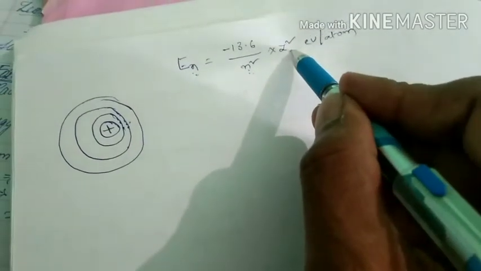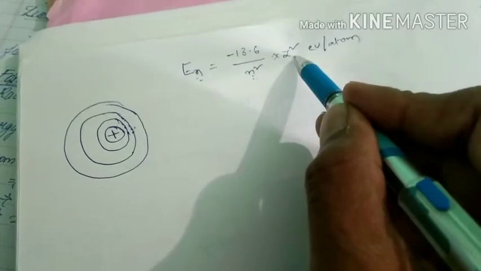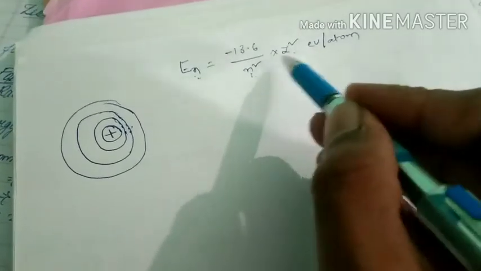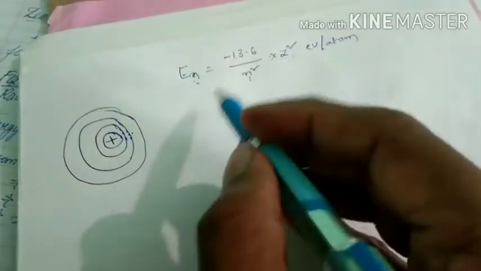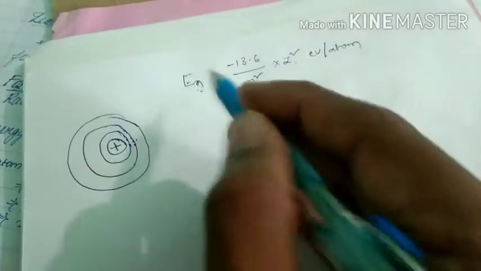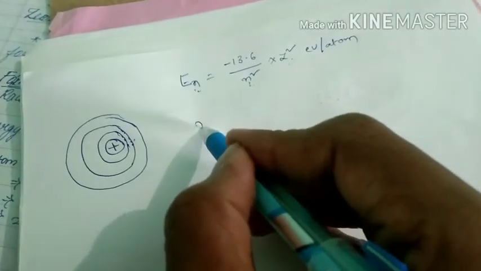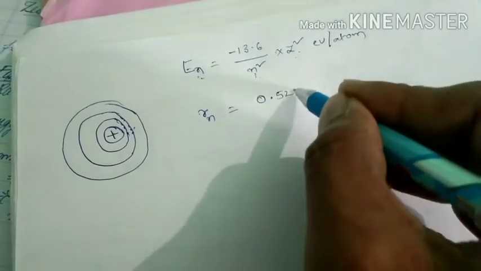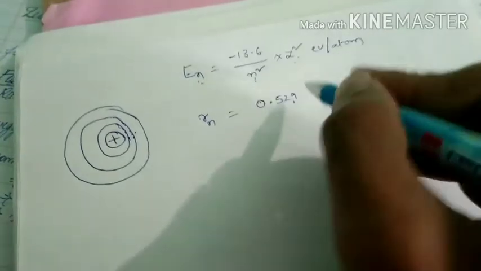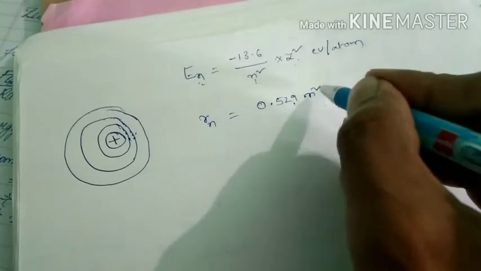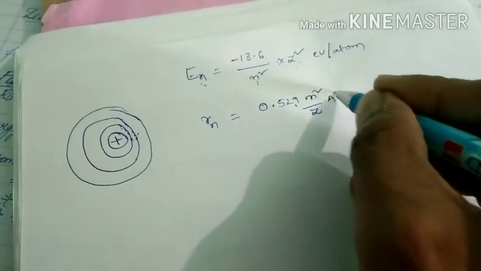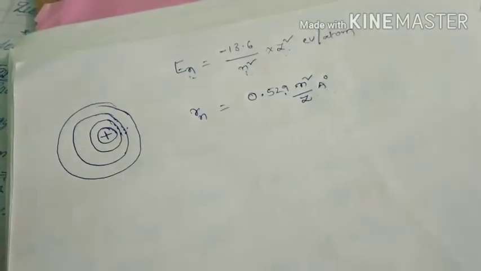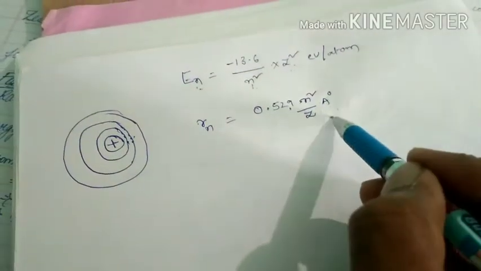And Z is the atomic number. N is the orbit number, Z is the atomic number. This is the formula regarding the energy of the electron. And the radius of the nth orbit is 0.529, almost 0.53, into n square by Z angstroms. Radius is measured in angstroms.